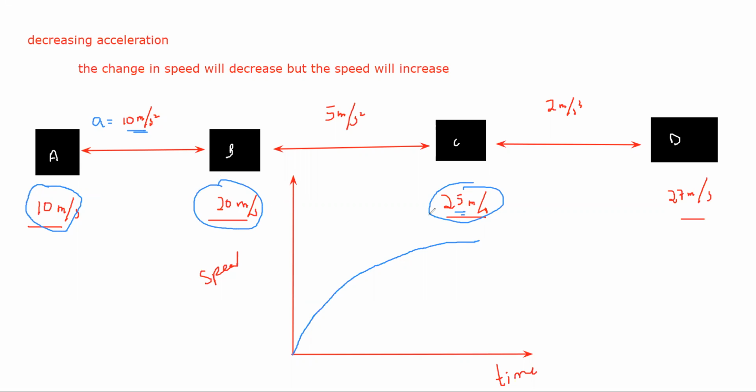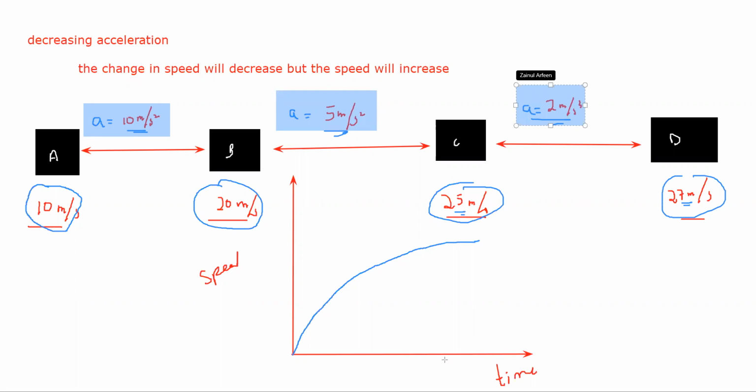Same thing, speed was 20, the speed became 25. So if speed 20 became 25, the speed is increasing. But what about acceleration? The change in the speed is only 5. Same way, it is 25, it changes to 27. So speed 25 to 27 means the speed increases. But what about acceleration? The change in speed is only 2. So the change in the speed is decreasing, but the speed is increasing.